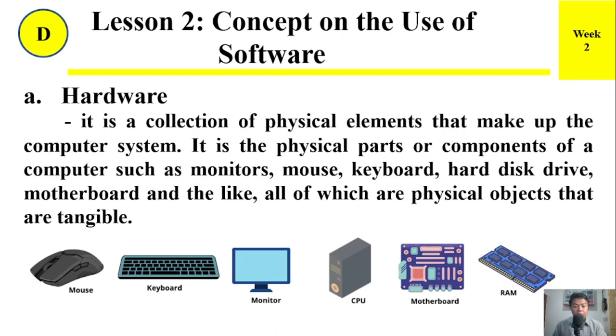A. Hardware. Hardware is a collection of physical elements that make up the computer system. It is the physical parts or components of a computer such as monitors, mouse, keyboard, hard disk drive, motherboard, and the like. All of which are physical objects that are tangible. Examples are mouse, keyboard, monitor, CPU, motherboard, and RAM.